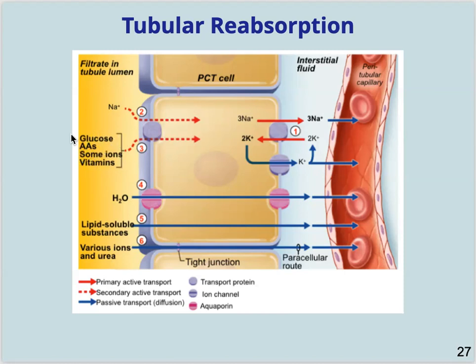And this is how glucose is reabsorbed. This is how amino acids, as well as some ions and vitamins, are reabsorbed. And then following the reabsorption of these solutes, we have the passive water movement through osmosis. So this is a form of passive transport. It does not require energy.